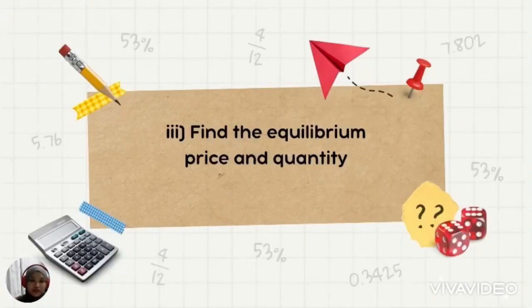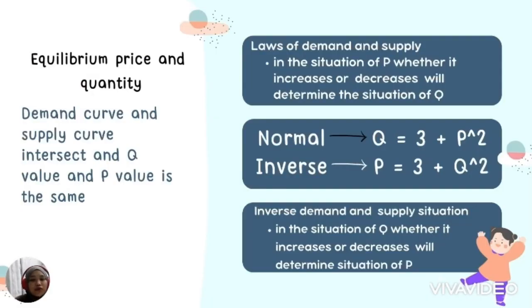On to the next question, which is question 3. Find the equilibrium price and quantity. So remember, the equilibrium price and quantity happen whenever the demand curve and supply curve intersect, and the Q value, which is quantity, and the P value, which is price, are the same. Before we get into the question, let's take a look at the general demand equation. So this is a normal equation. Q equals a minus bP is a normal one, because whether P increases or decreases will determine the situation of Q.